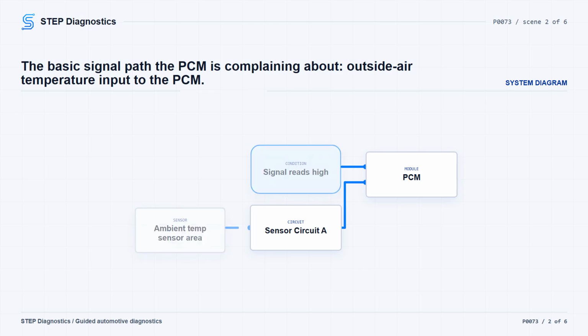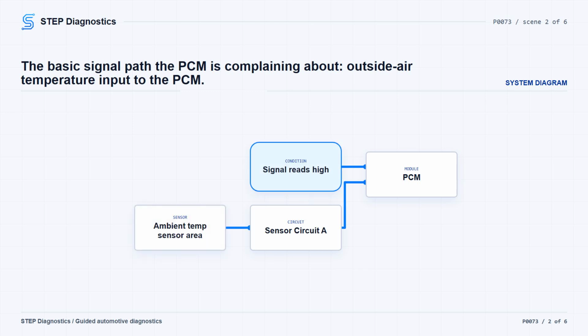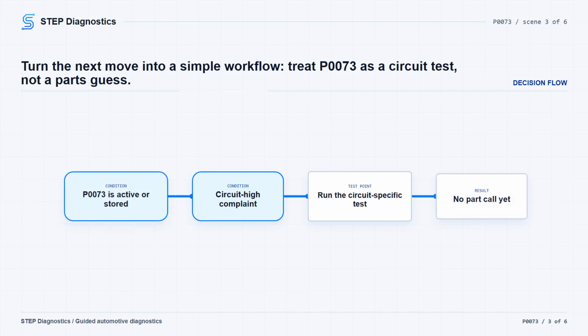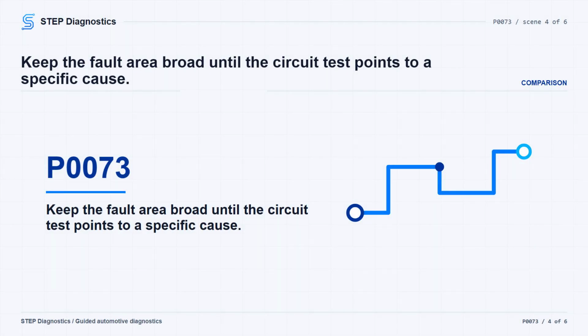Broadly, the possible fault areas may include the ambient temperature sensor area, the sensor connector, the wiring between the sensor and the PCM, or the PCM input side of the circuit. For this specific code, the confirmed next move is the circuit-specific pinpoint testing for the ambient air temperature input. That is where the available diagnostic direction stops, so pause there and avoid guessing.